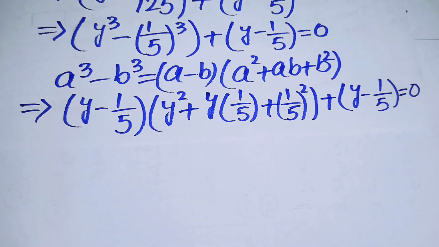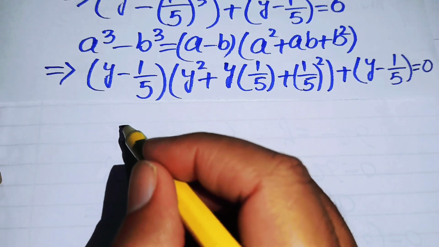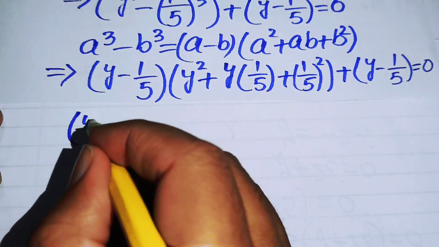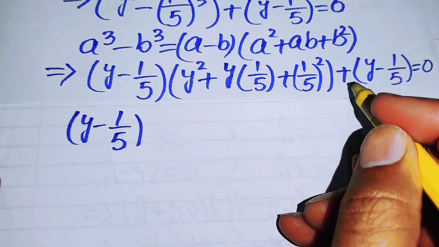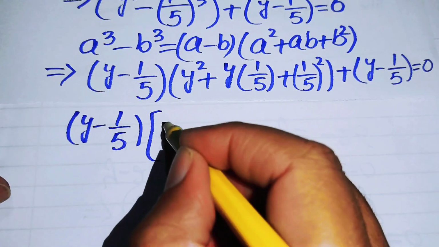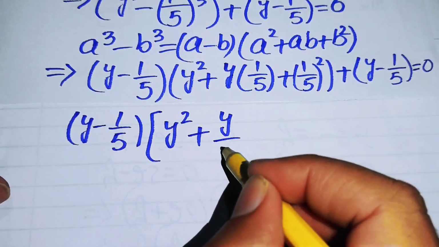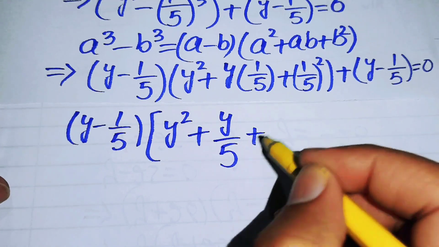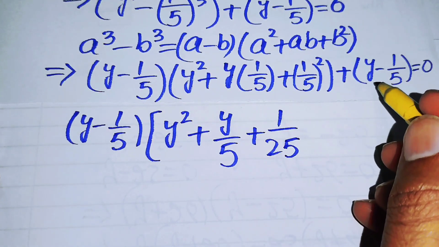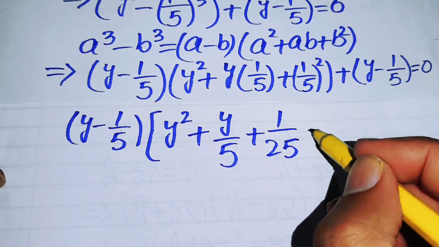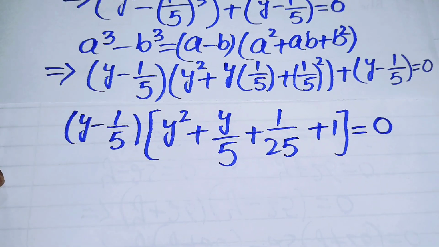So after this step we will make some simplifications. Here we will take y minus 1 over 5 common because it is common in both of the terms, and we will get the other terms as y squared plus y over 5 plus 1 over 25. And here we will take common y minus 1 over 5, and here you get plus 1, and this whole equation equals 0.